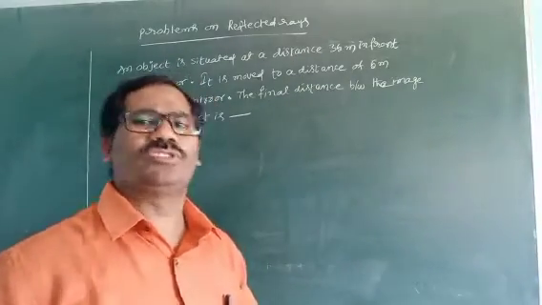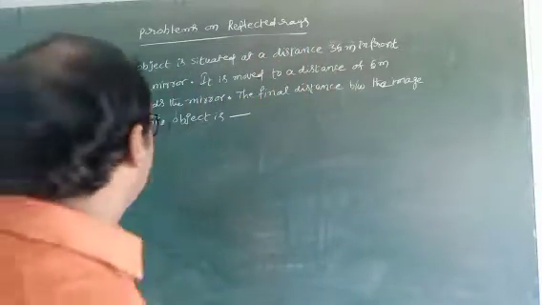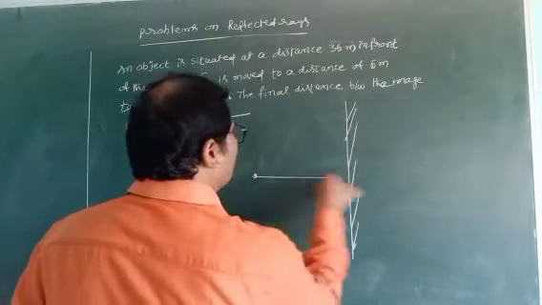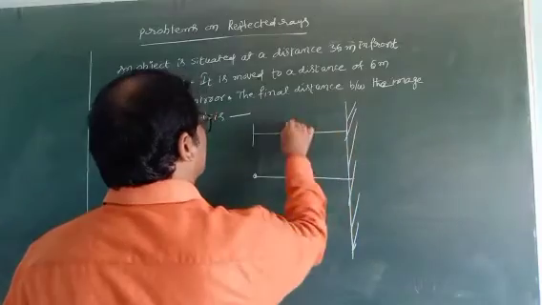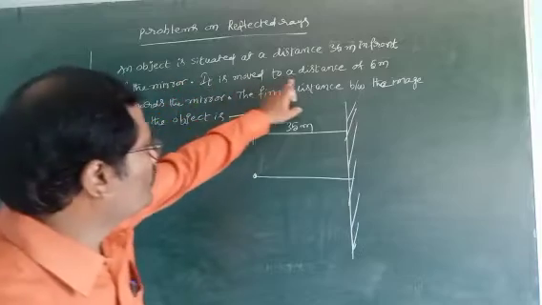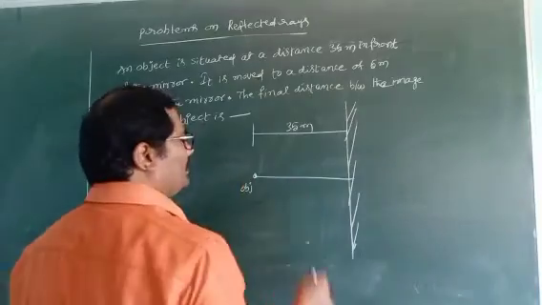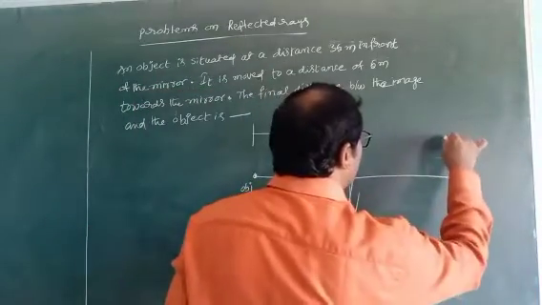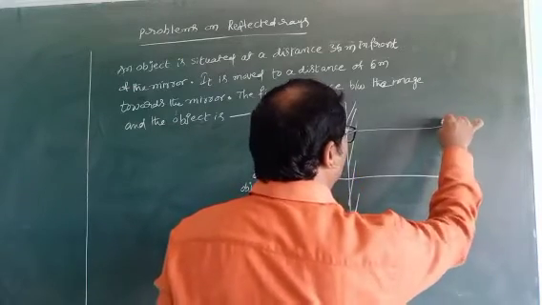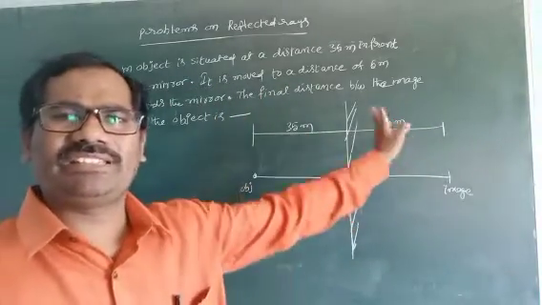Listen students, same as the previous question. An object is situated at a distance of 35 meters in front of the mirror. Here it is the mirror, and it is the object, at a distance of 35 meters. It is forming an image, also at 35 meters. The object distance and image distance are the same.